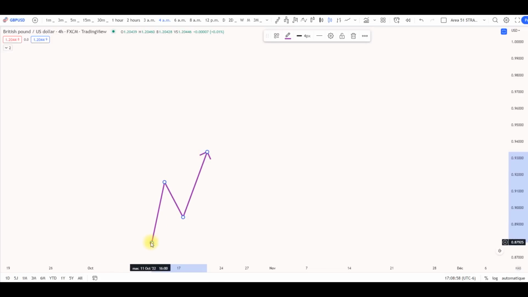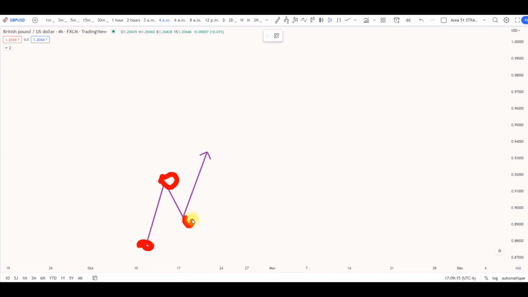In order to find a demand or a supply zone, we have to identify the direction of the market. Let's say here we have a low, high, higher low, and then a higher high. So once you identify the market is making higher highs and higher lows, which is an uptrend, breaking previous highs, giving us a break of structure here.